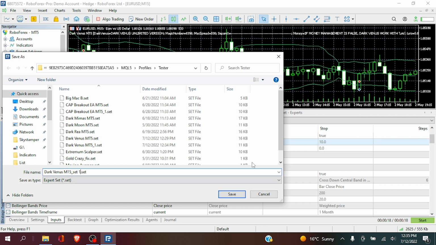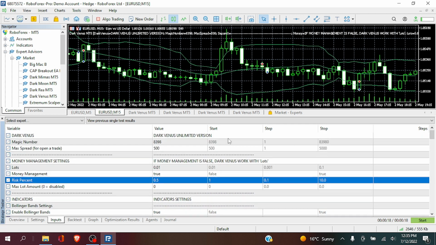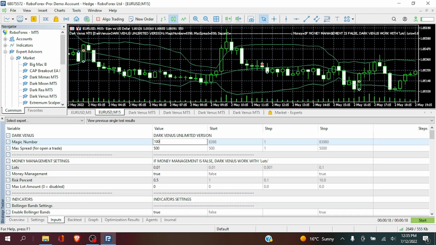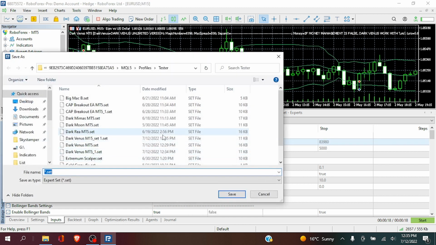Now, also very important when trading multiple strategies, they need to have different magic numbers. So for the sake of this conversation, this one is going to be 1000, and we're just going to save the updated set as the 15-minute strategy.